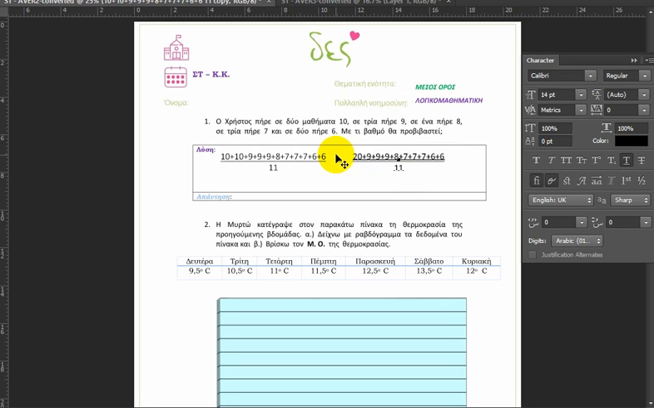10 and 10 makes 20, plus 9 makes 29, plus 9 makes 38, plus 9 makes 47, plus 8 makes 55, plus 7 makes 62, plus 7 makes 69, plus 7 makes 76, plus 6 makes 82, plus 6 makes 88.